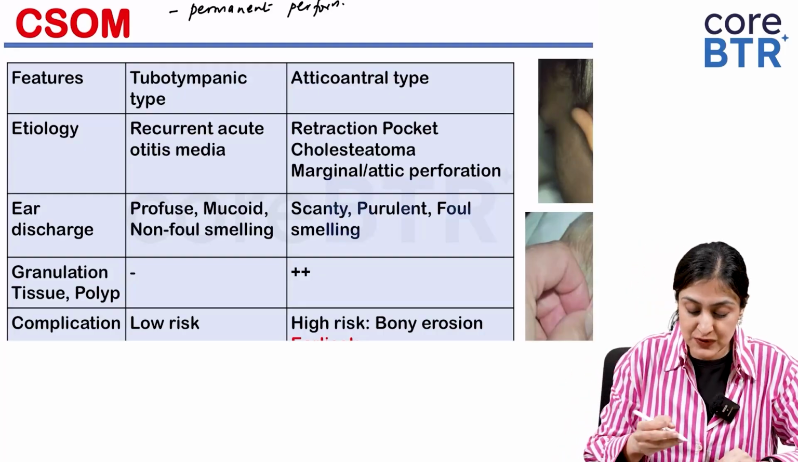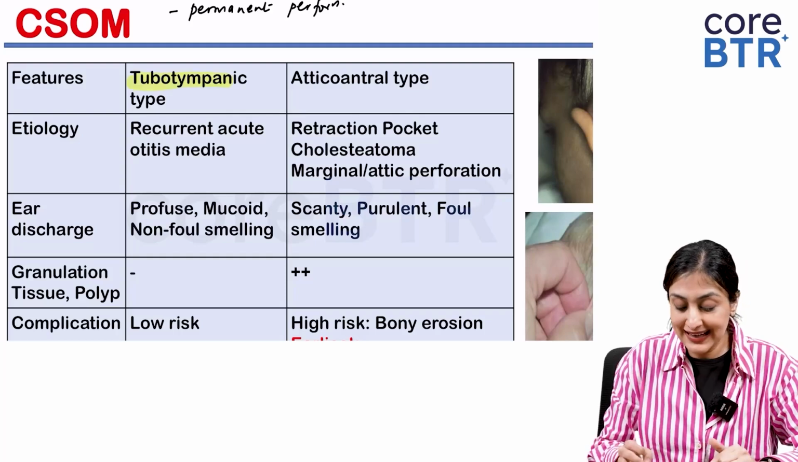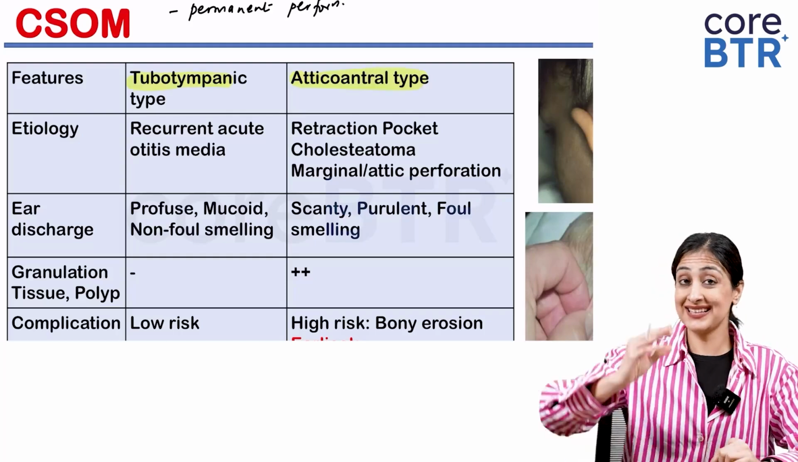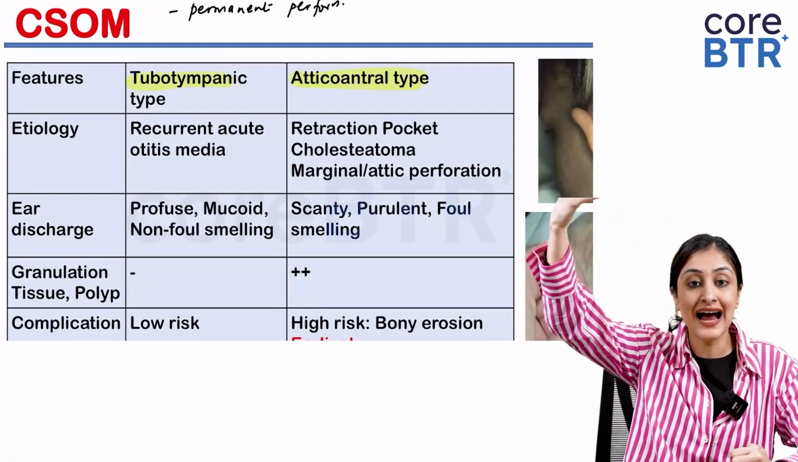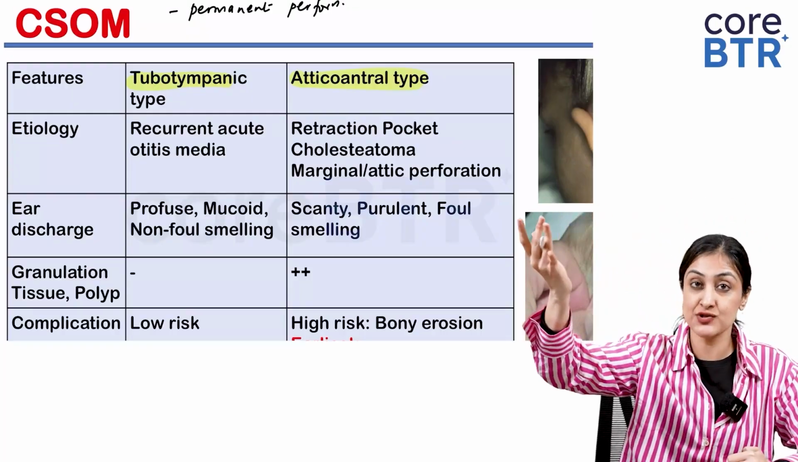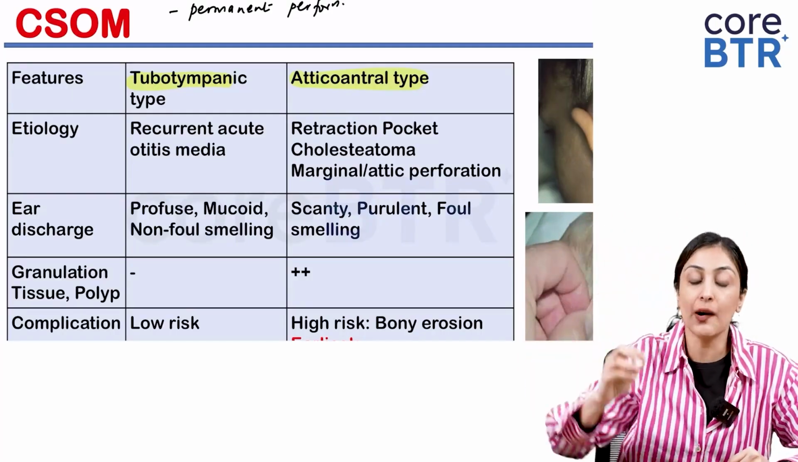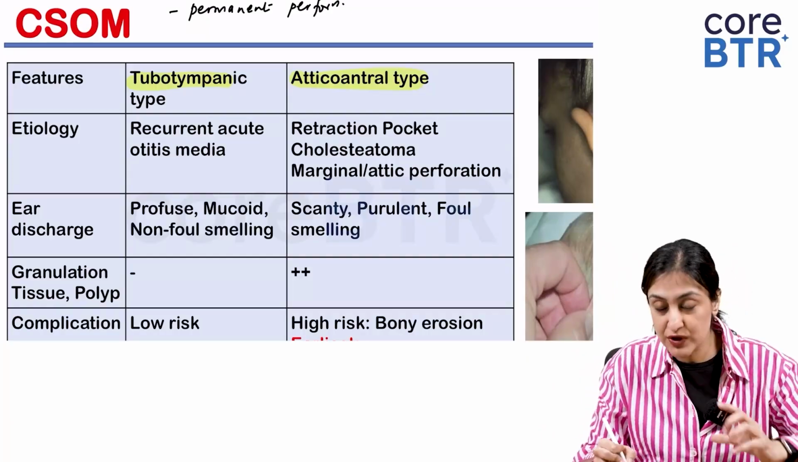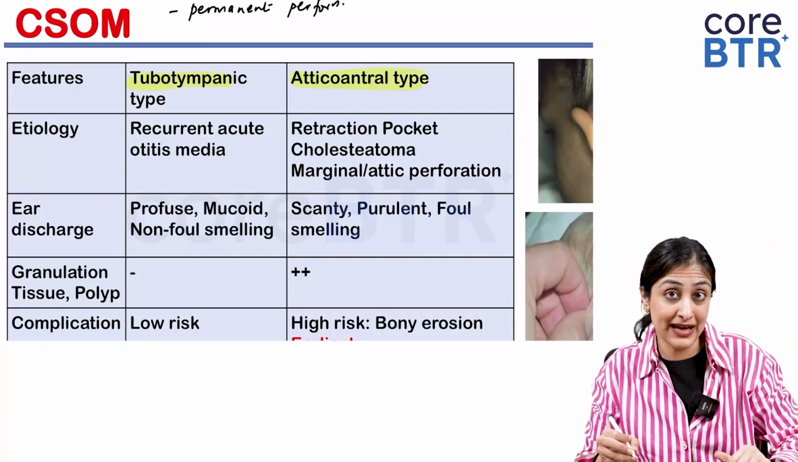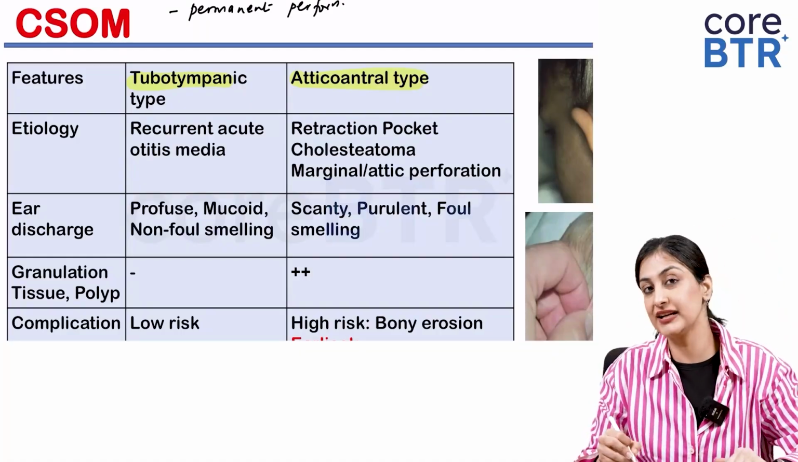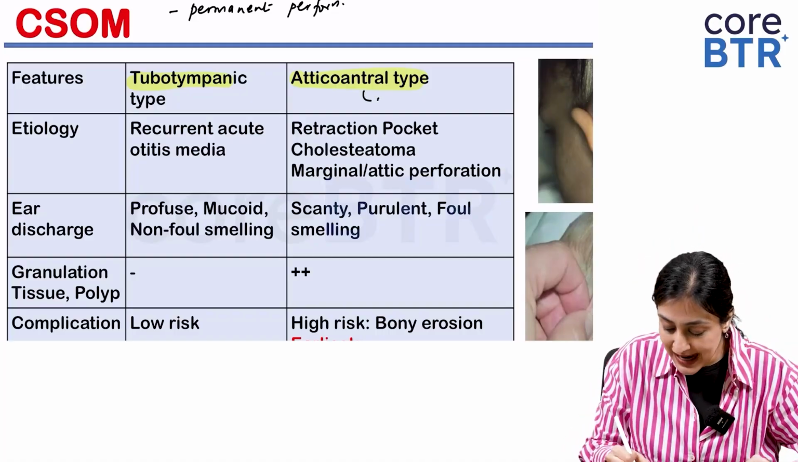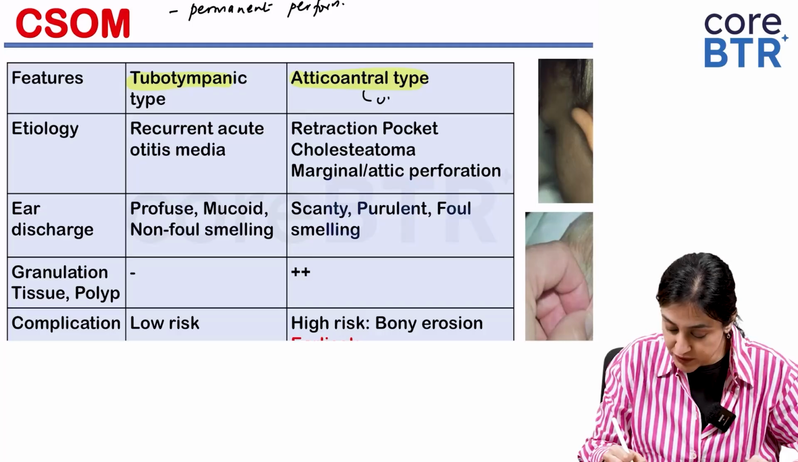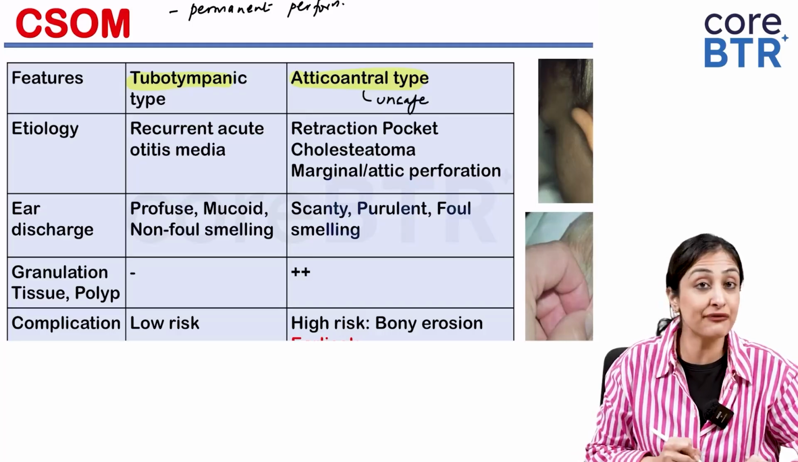There are two types: tubotympanic and atticoantral. What does that tell you? Atticoantral: the attic is the upper part, the aditus ad antrum communicating with the mastoid antrum. So this is the upper part. This is what is going to happen in the epitympanum, the pars flaccida. Can you all visualize that? So it is the upper pars flaccida. This is the bad type, also called the unsafe ear.